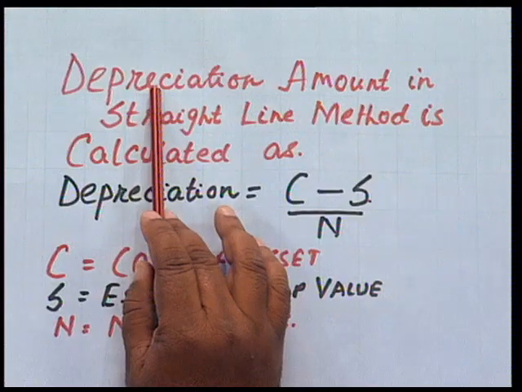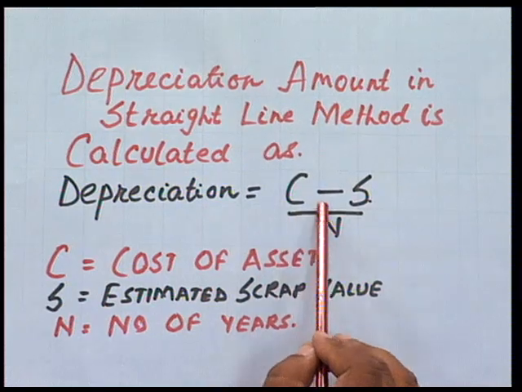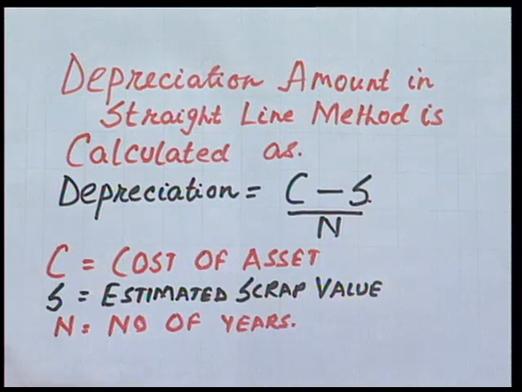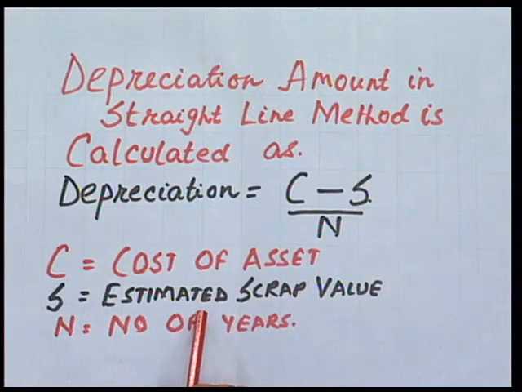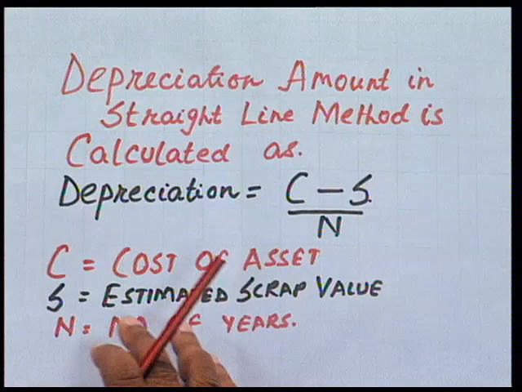The formula for calculating the depreciation under the straight line method is (C minus S) upon N, where C indicates the cost of the asset, S indicates the estimated scrap value. What is the scrap value? Scrap value is the value which is estimated to be realized after its useful life, and N indicates the number of years. Therefore, the straight line method has a constant use of asset.